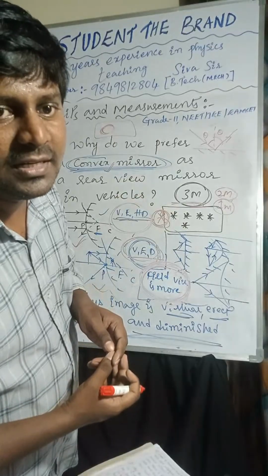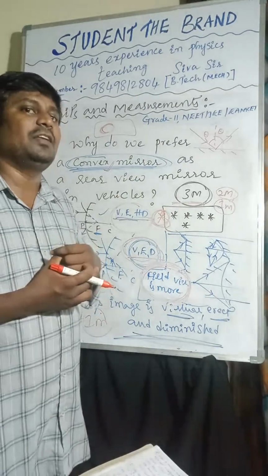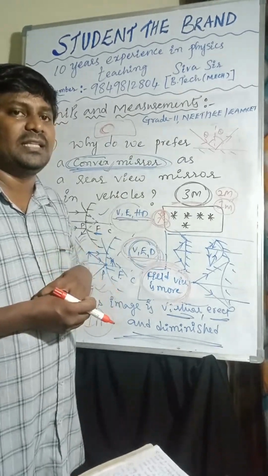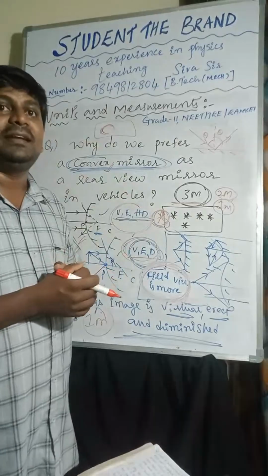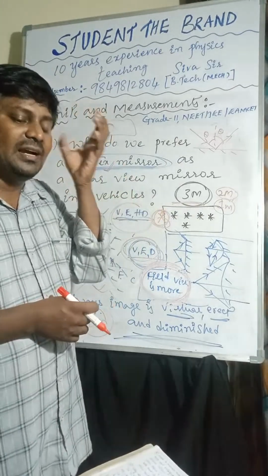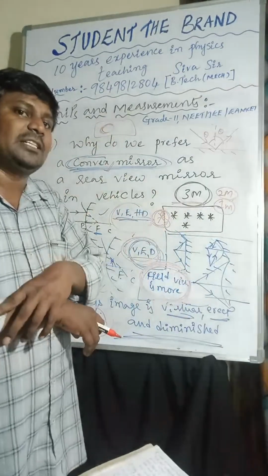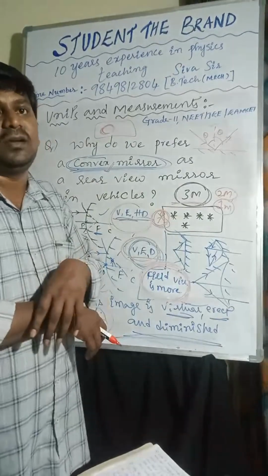For spectacles, we are using lenses, right? Yes. For spectacles, we are using convex lens and concave lens. In the chapter Human Eye and Colourful World, which is the next topic, there are so many questions related to lenses. That time I will explain. So convex lens and concave lens we are using.